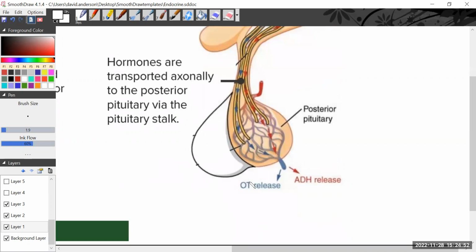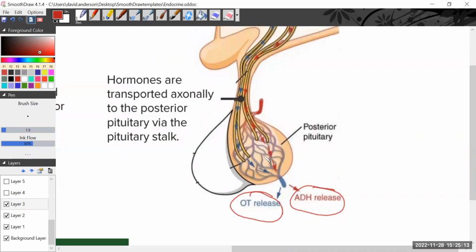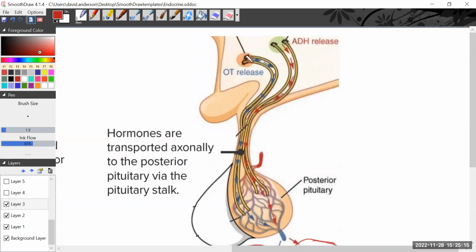So the two hormones that we see are going to be oxytocin and ADH. And we'll talk a little bit about those later today, but those are stored in the posterior pituitary gland, but they're produced up here in these neurosecretory neurons in the hypothalamus.